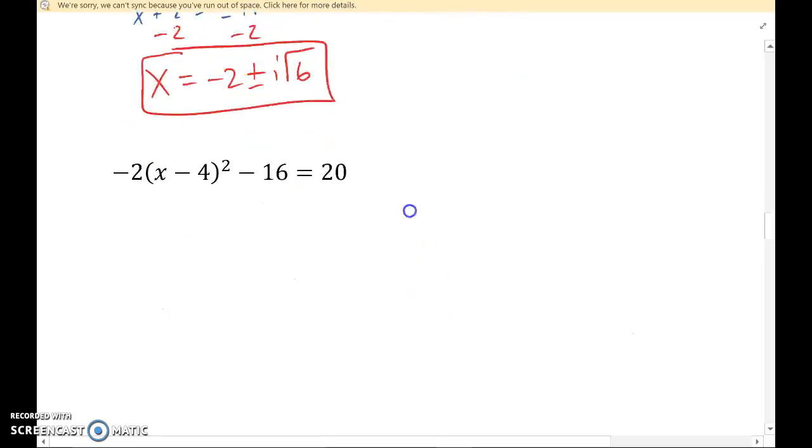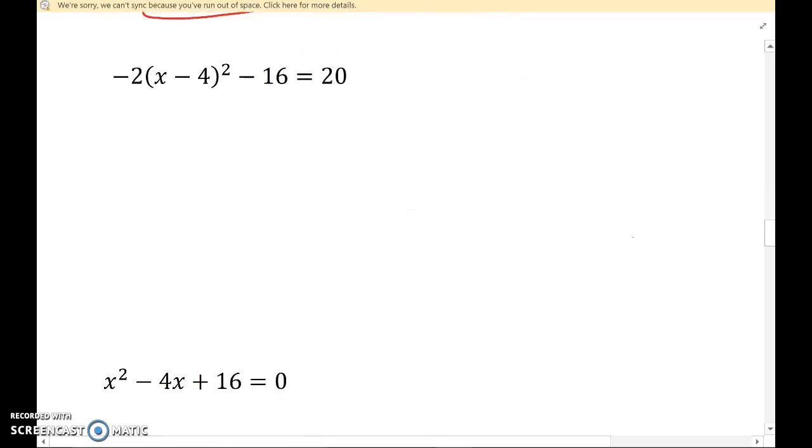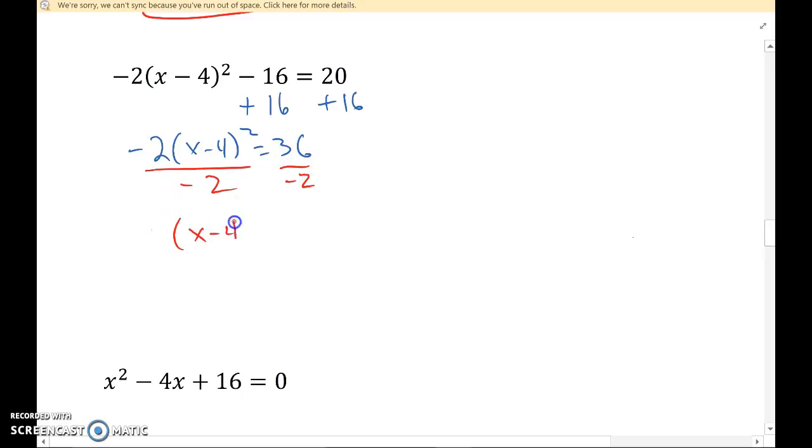All right, our next problem again, we just see an x, so our goal is going to be to get it by itself. And again, the same strategy using opposite of order of operations. So we're looking for addition, subtraction to get rid of. And I see this minus 16, so we add 16 to both sides. This gives us negative 2 times x minus 4 squared equals 36. Our next step will be to get rid of the multiplication by negative 2 with division by negative 2. And this gives us x minus 4 squared equals negative 18.